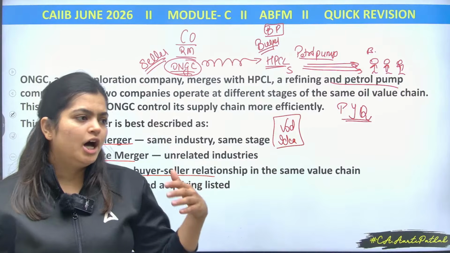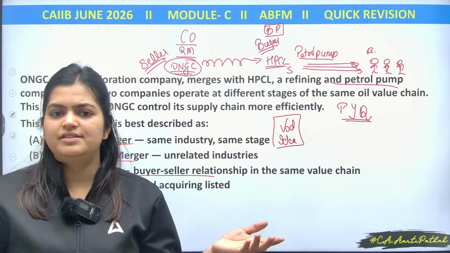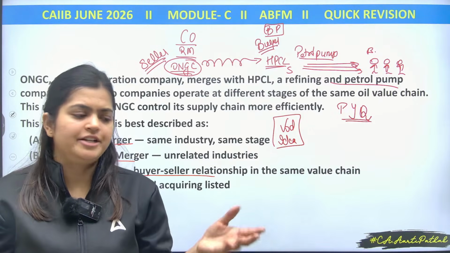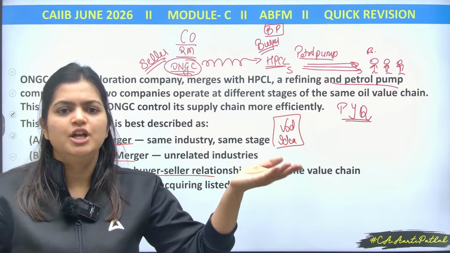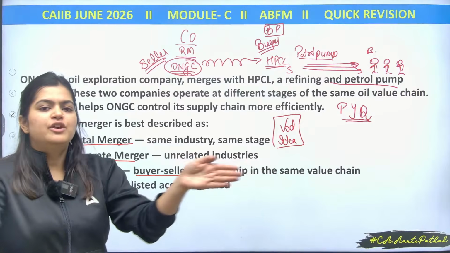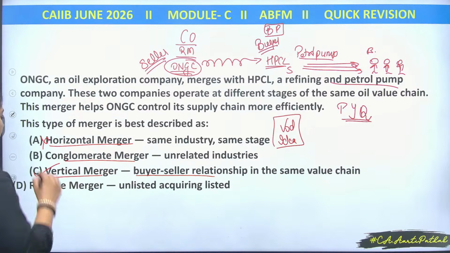Let's say Reliance Jio started hotels. Okay, so that is totally unrelated. Jio is related to telecommunication. Hotels are a different industry, two different segments. So if you merge, that is going to be a conglomerate merger. And this is not the answer.